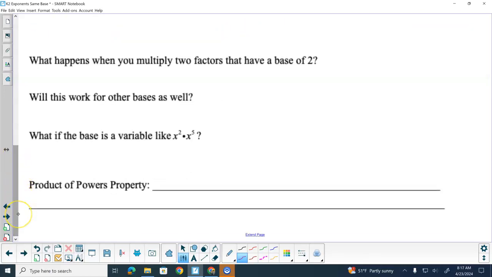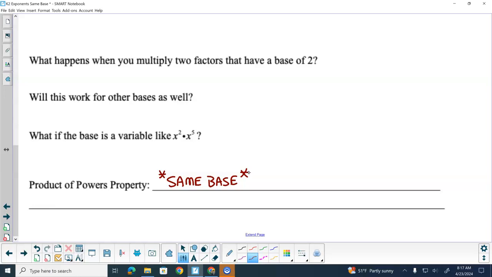So the product of powers property, the kicker is, has to be the same base. This doesn't work if they're not the same base. Okay? So put stars around the same base. Okay? Put stars around the same base. Has to be the same base.